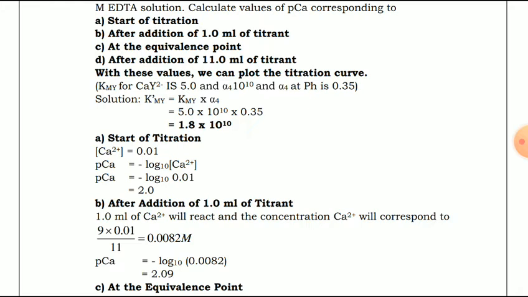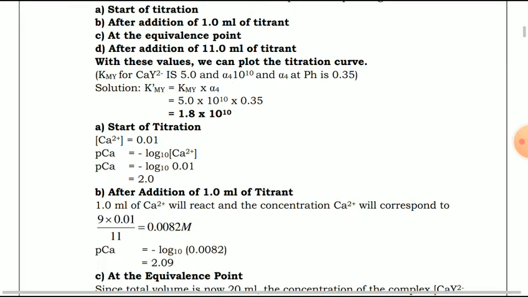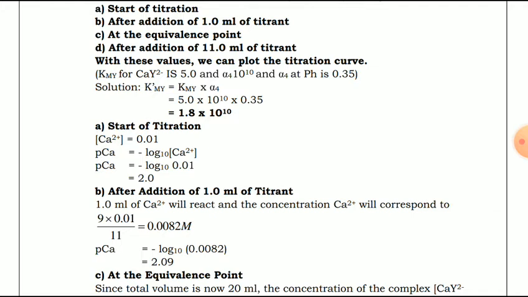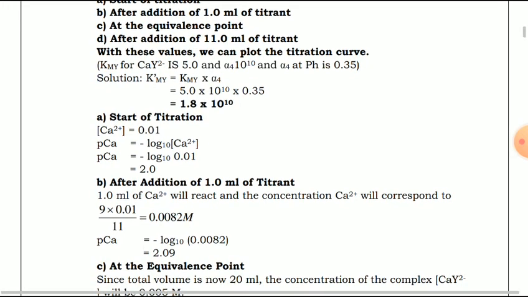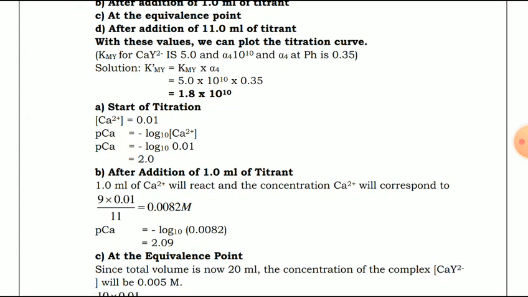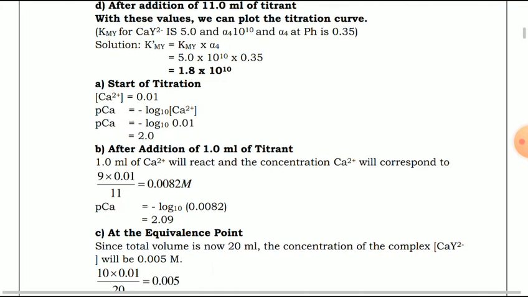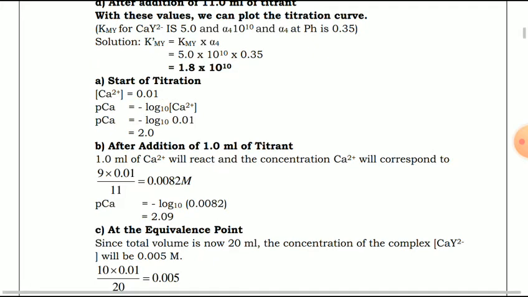of the calcium 2+ ion solution into the conical flask. When we add 10 ml of titrant solution from the burette into the conical flask, then we will get the equivalence point, right? So at this point, what will happen? Since the total volume is now 20 ml, 10 plus 10, the concentration of the complex, that is CaY2-, will be 0.005 molar, that is 10 into 0.01 upon 20 is equal to 0.005 molar.